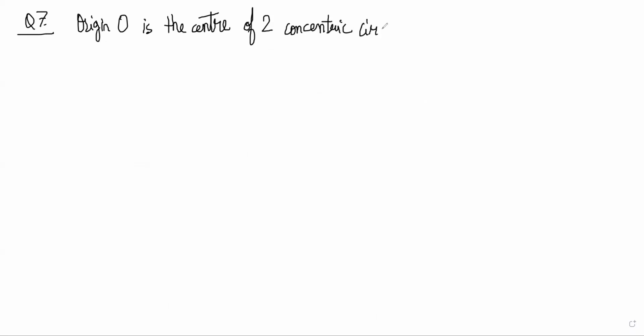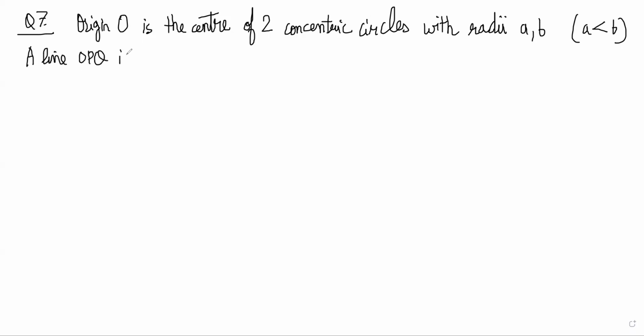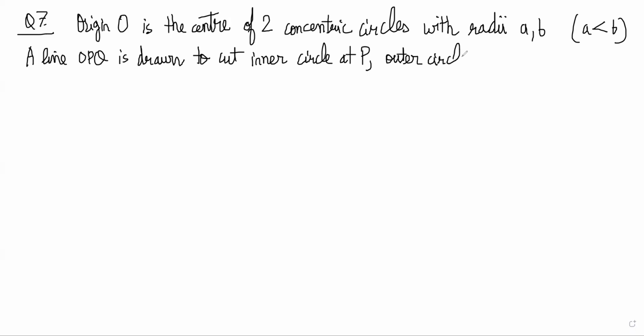Question 7. It says origin O is the center of two concentric circles with radii A and B, where A is less than B. A line OPQ is drawn to cut the inner circle at P and the outer circle at Q.